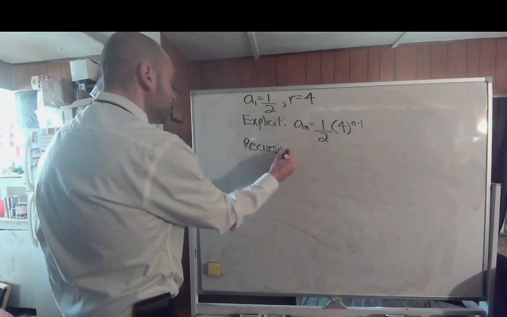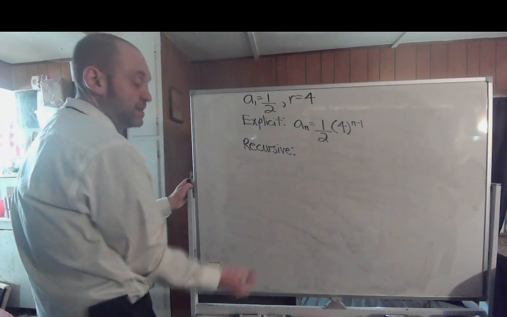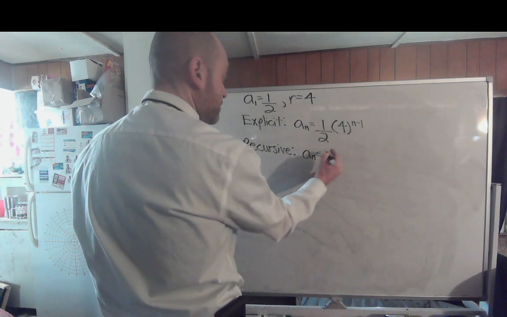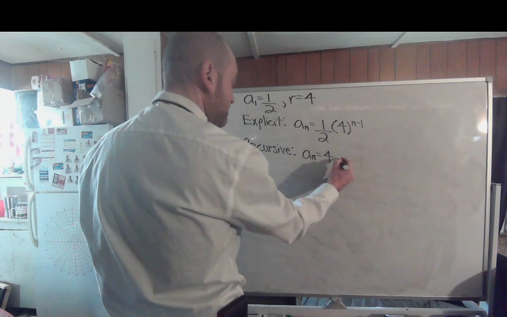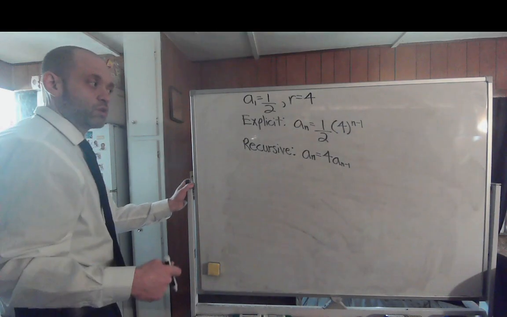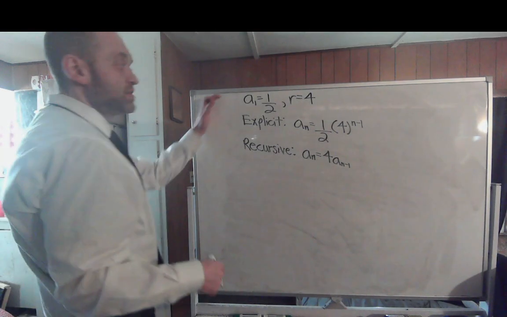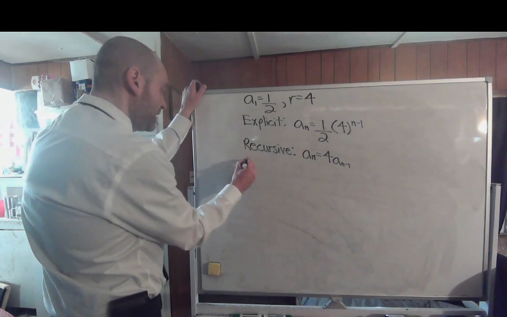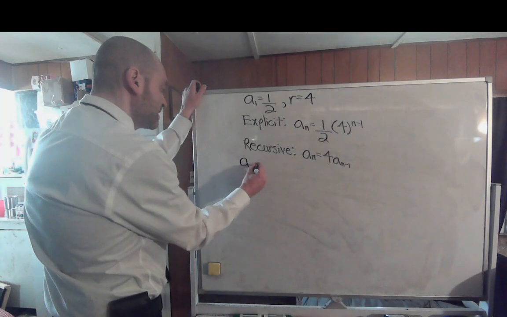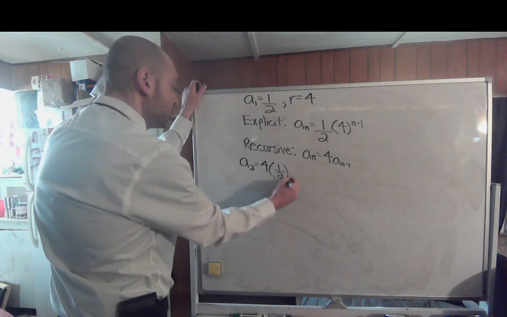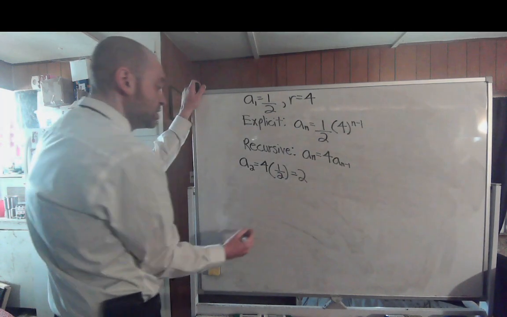So a recursive is simply going to be to find the next term, a sub n. That's going to equal your common ratio of 4 times your previous term, a sub n minus 1. A lot easier to work with, right? Now let's find the first 5 terms of the sequence. We know the first term is 1/2, so the second term would equal 4 times 1/2, which would be 2.